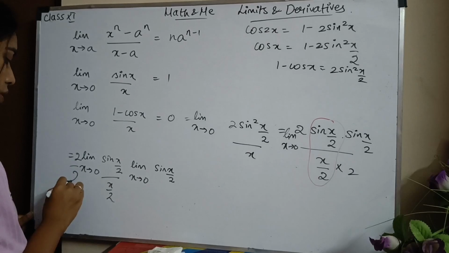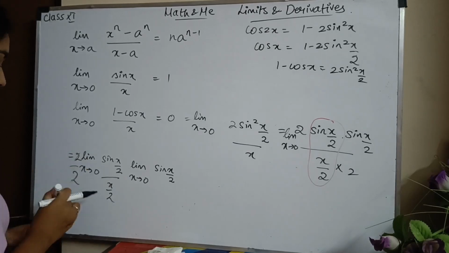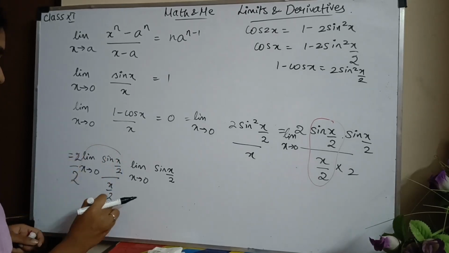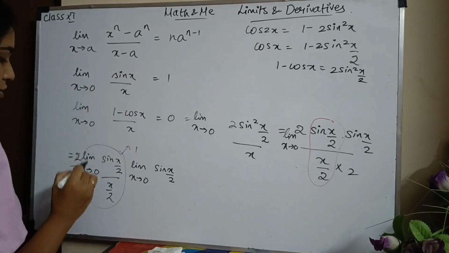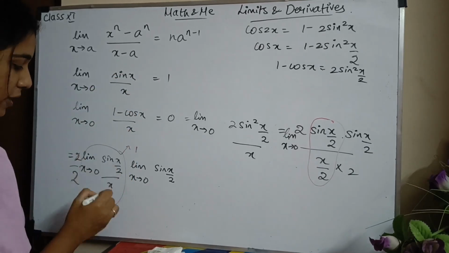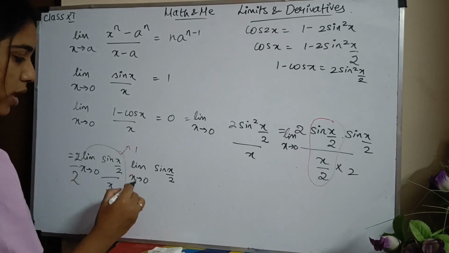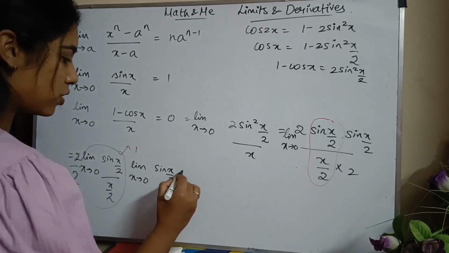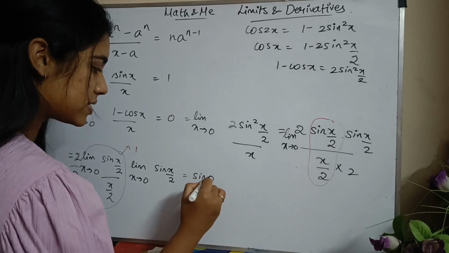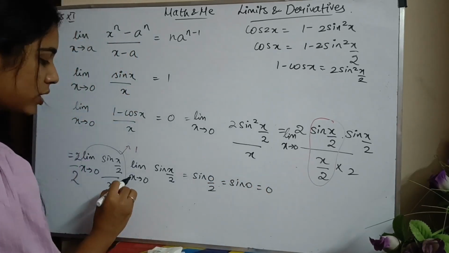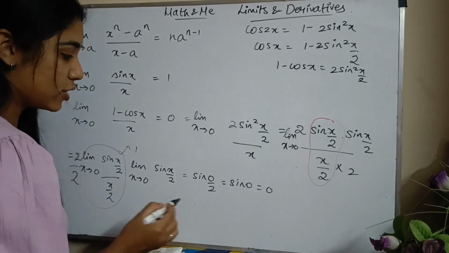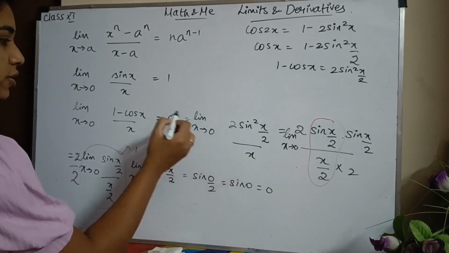So I can take that 2 outside, and I can cancel the 2 and the 2. So for this term I'll be left with a 1 according to this relation. Correct? Limit x tends to 0 of sine x by x. So sine x by 2 by x by 2 tends to 1. And what is this? X tends to 0 now. This will become sine of 0 by 2, which is sine 0, which is 0. I'm substituting the value of x as 0. So sine 0 is 0. So this is how you prove it.